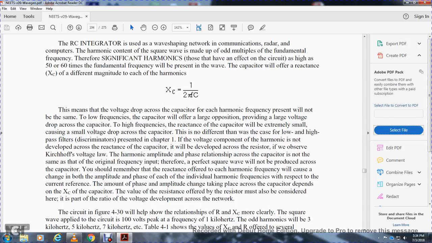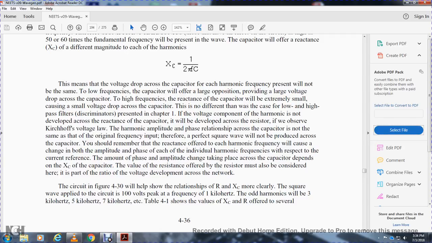The change across the capacitor depends on the capacitive reactance of the capacitor. Therefore, the value of the resistance offered by the resistor must also be considered here, as it forms the portion of the voltage drop ratio that shapes the output of the network. The circuit in figure 4-30 will help show the relation between the resistor and the capacitive reactance more clearly, with a square wave applied to the circuit at 100 volts peak with a frequency of 1 kilohertz. The odd harmonics will be 3 kilohertz, 5 kilohertz, 7 kilohertz.